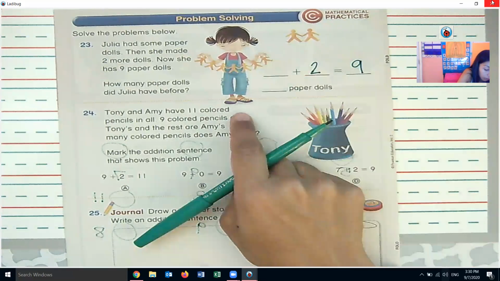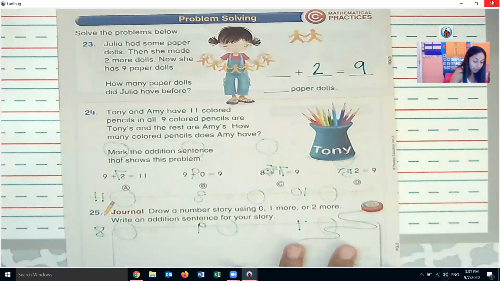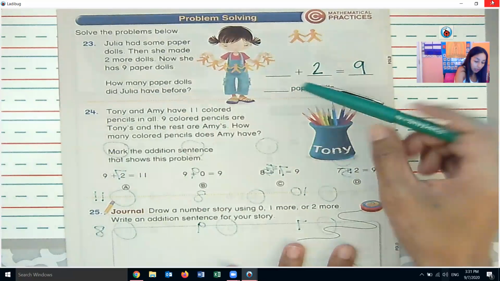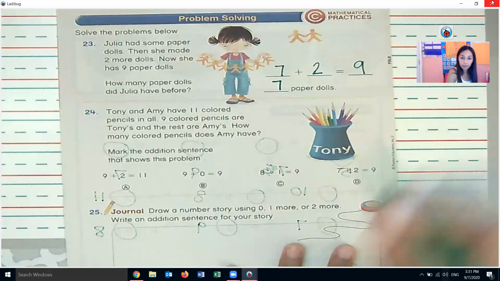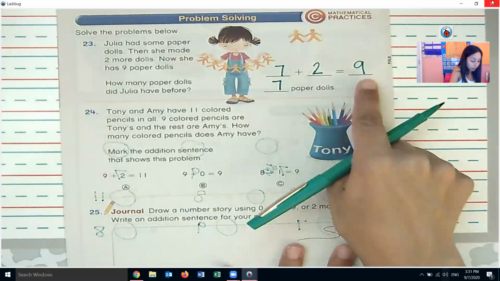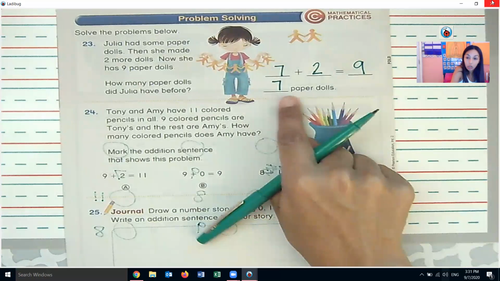1, 2, 3, 4, 5, 6, 7. I was wondering if the picture would match. It does. So if I go backwards and subtract 9, take away 2, that gives me 7. So she had 7 paper dolls before, and she added those 2 more and had 9 be her total. But 7 is our answer because the question is asking how many dolls did she have before.